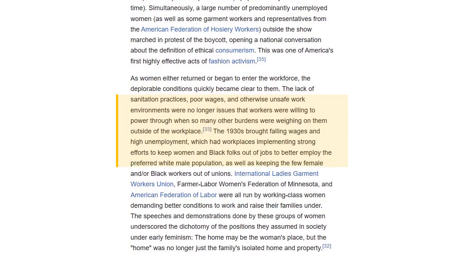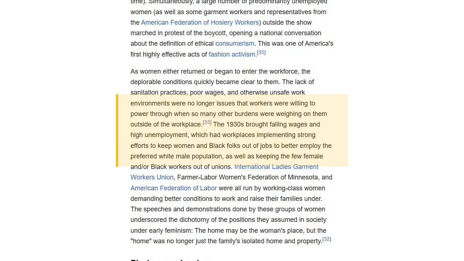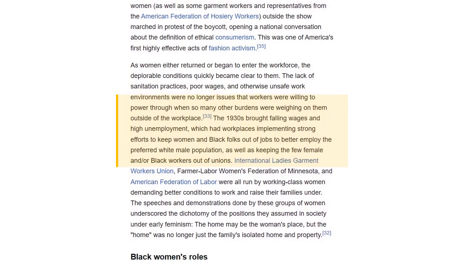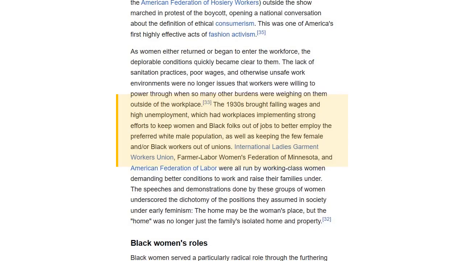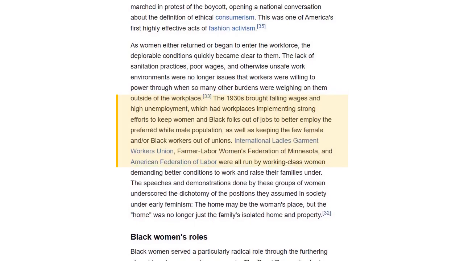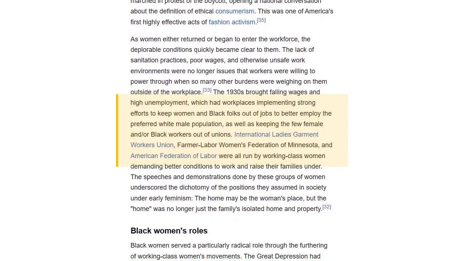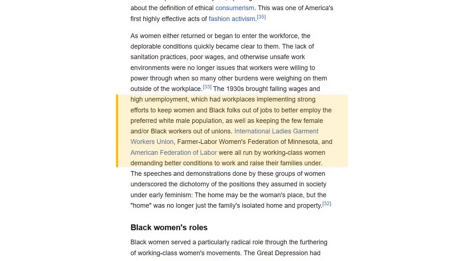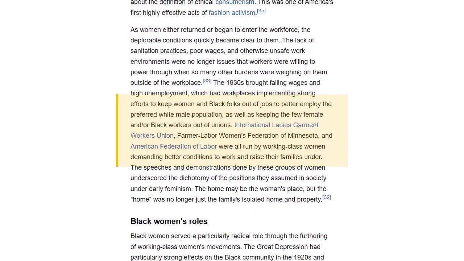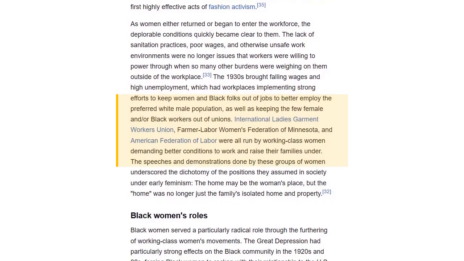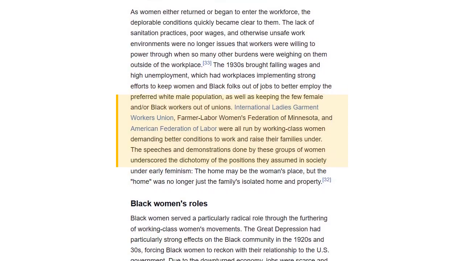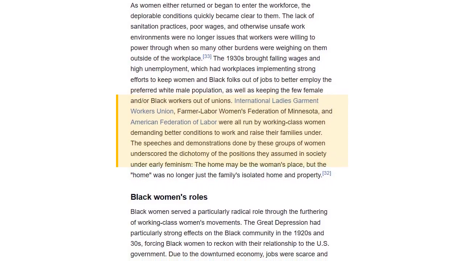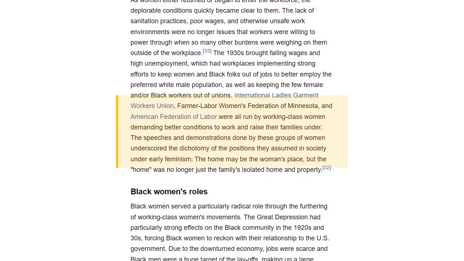The 1930s brought falling wages and high unemployment, which had workplaces implementing strong efforts to keep women and black folks out of jobs to better employ the preferred white male population, as well as keeping the few female and/or black workers out of unions. International Ladies Garment Workers Union, Farmer Labor Women's Federation of Minnesota, and American Federation of Labor were all run by working-class women demanding better conditions to work and raise their families under.